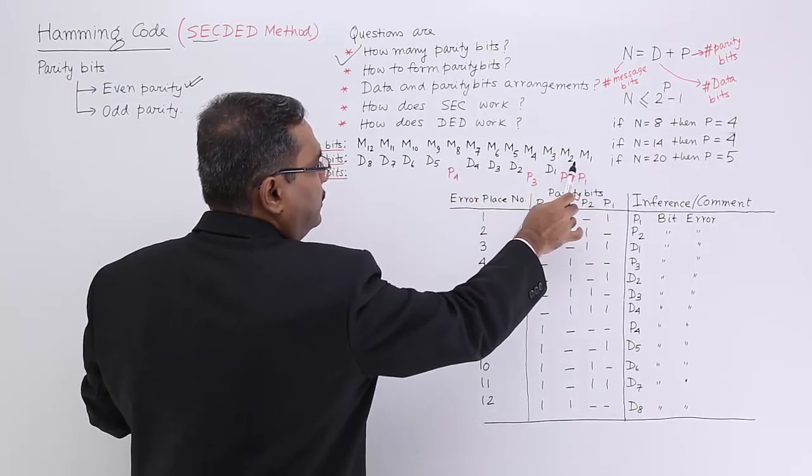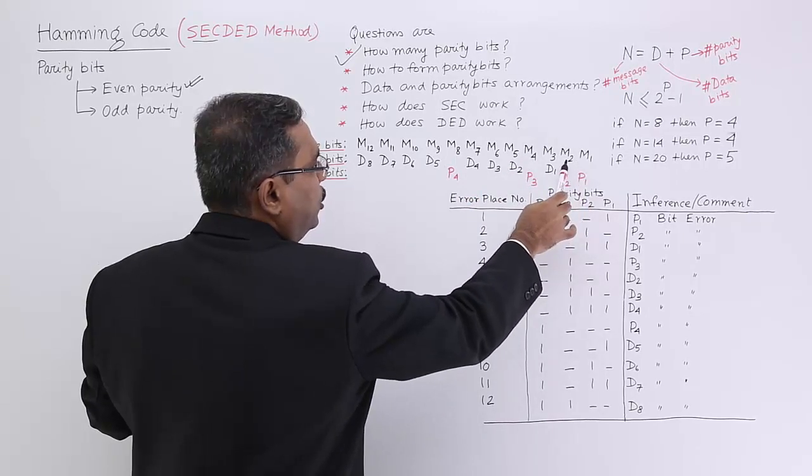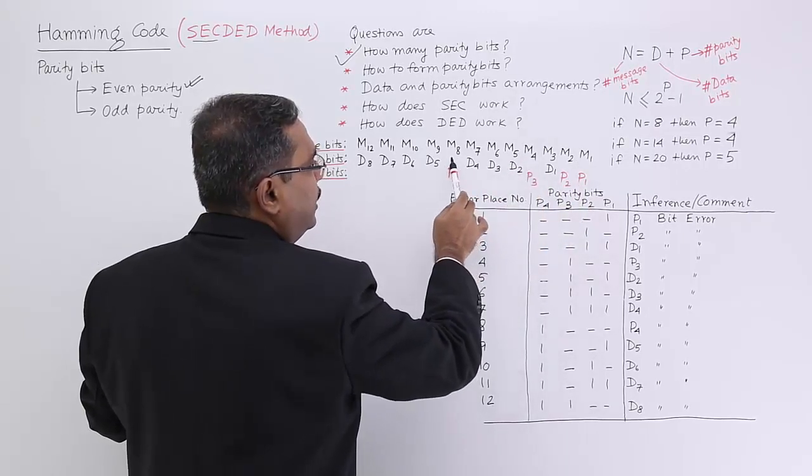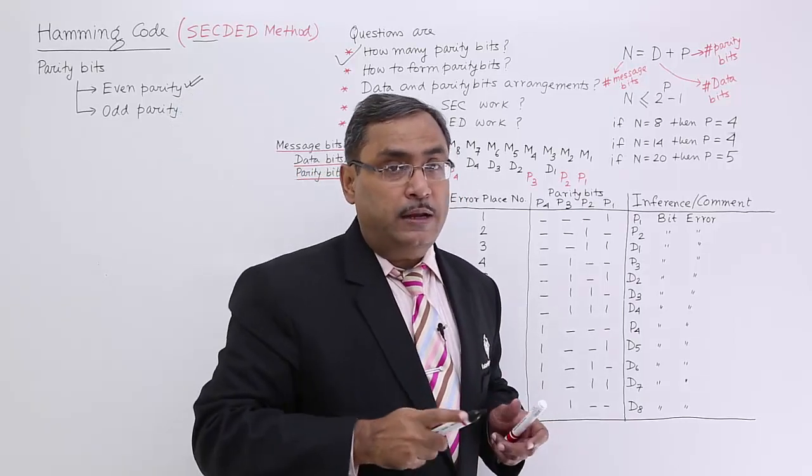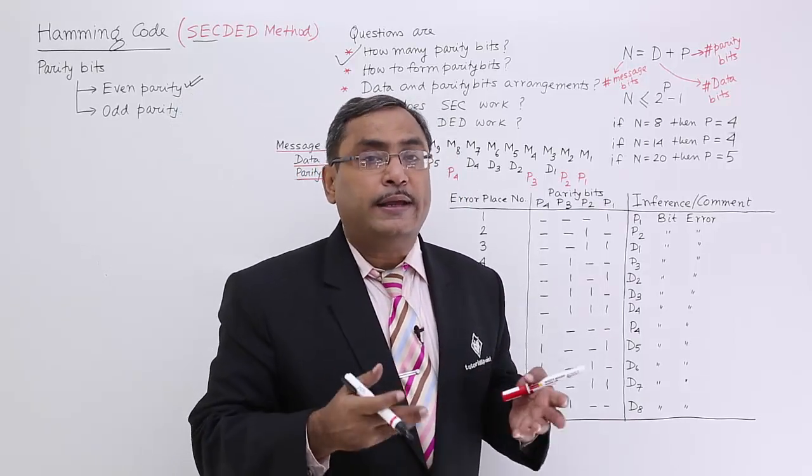That is 2 to the power of 0, 2 to the power of 1, 2 to the power of 2 and 2 to the power of 3. So in these places I am placing the parity bits. You might be telling me why?